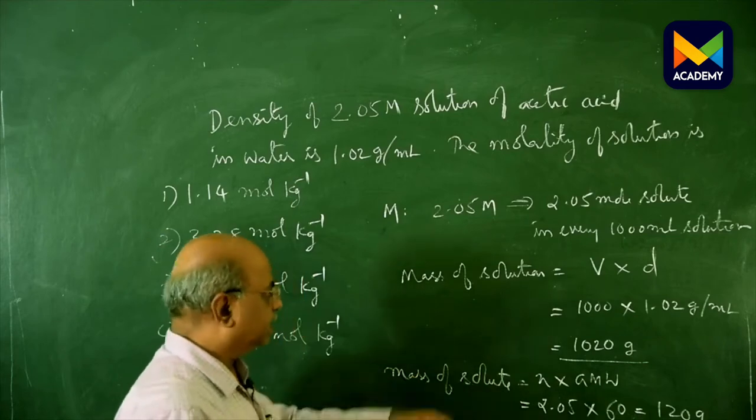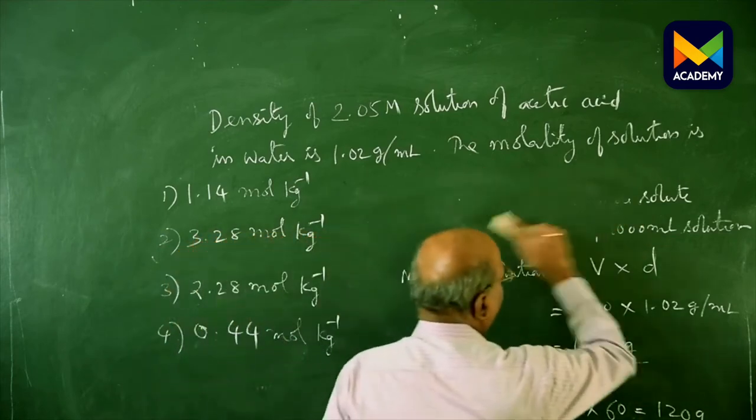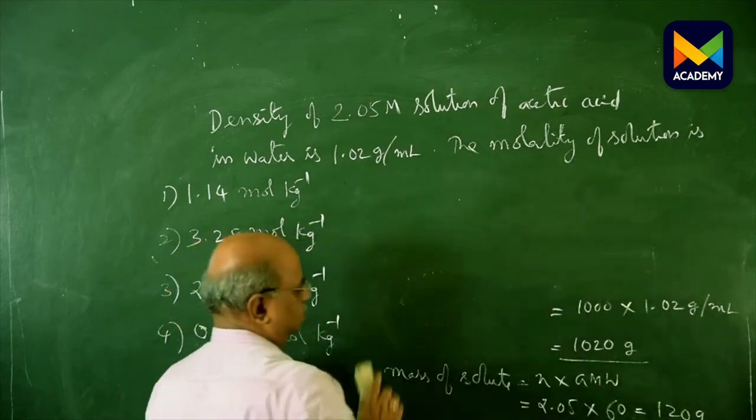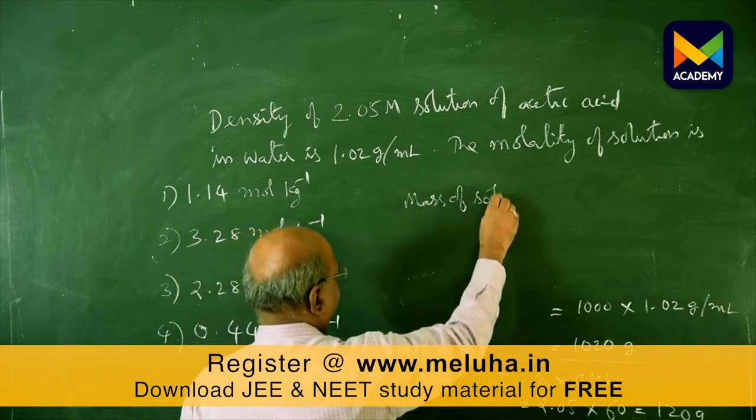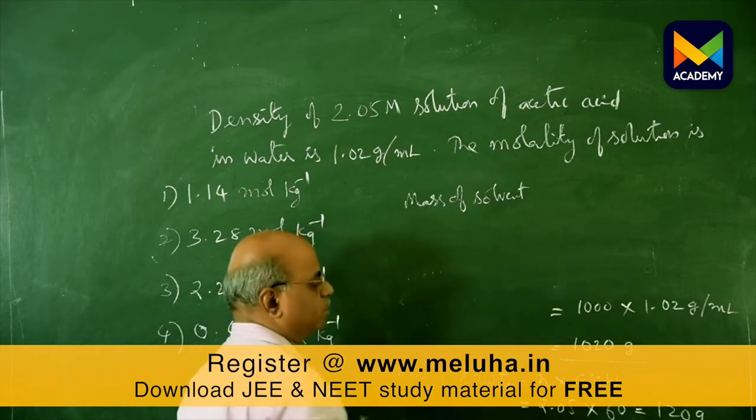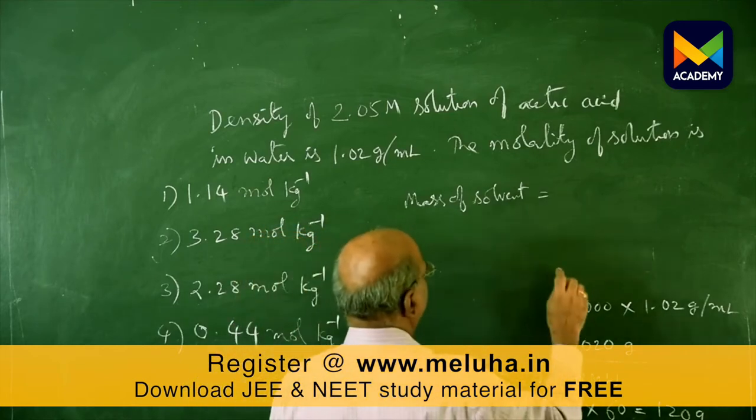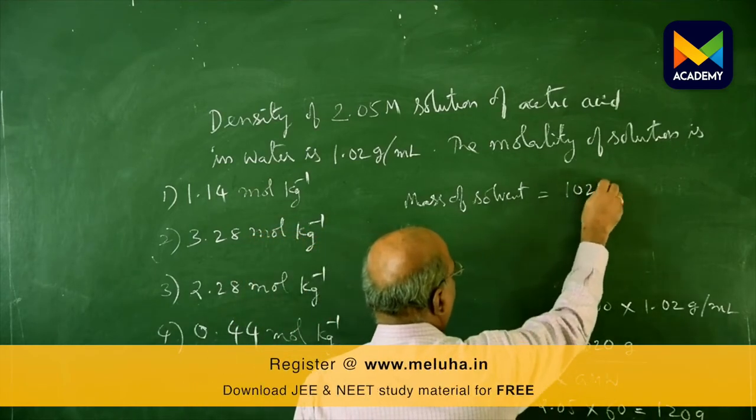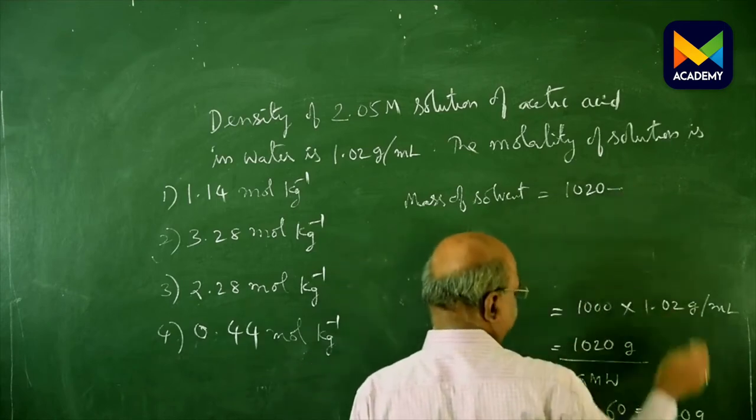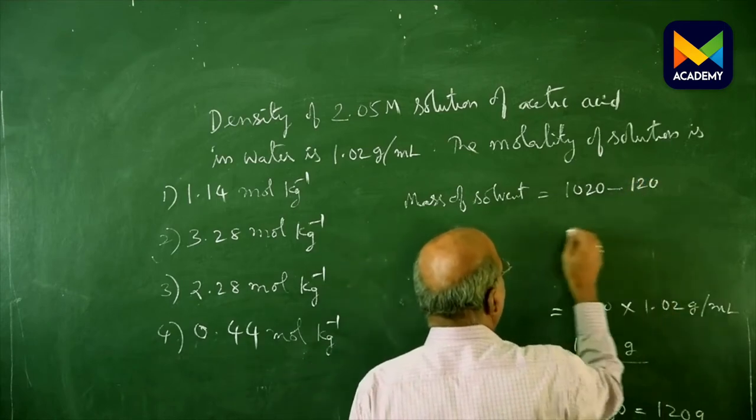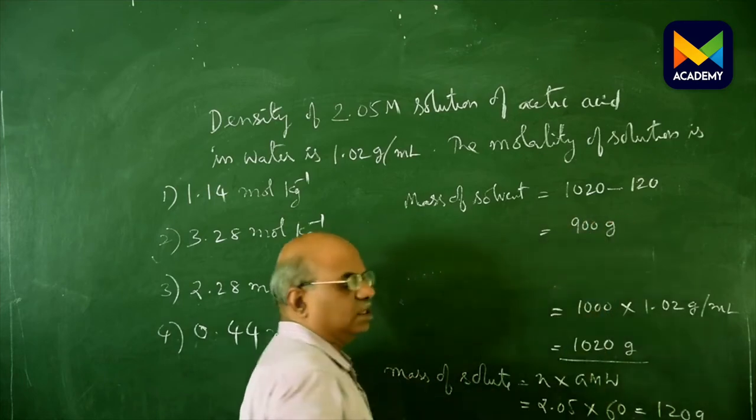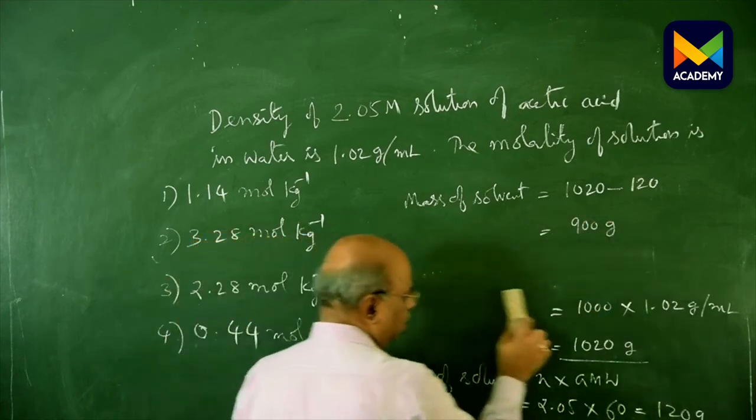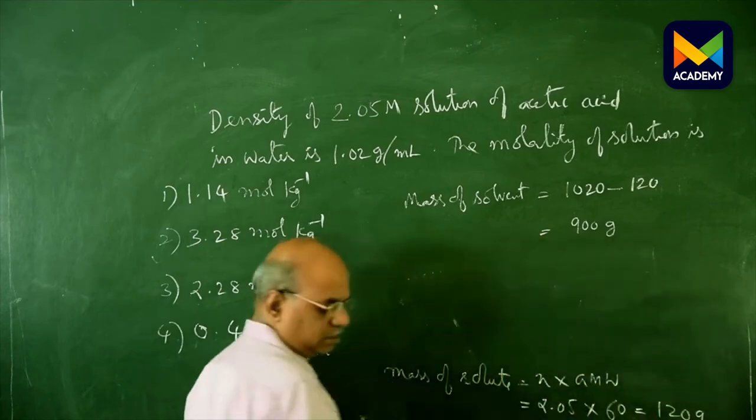Thereby I can get the mass of solvent here. So now the mass of solvent containing these 2.05 moles is equal to 1020, the mass of solution, minus the mass of solute, 120. That becomes 900 grams nearly. So now we need to go for the molality formula.